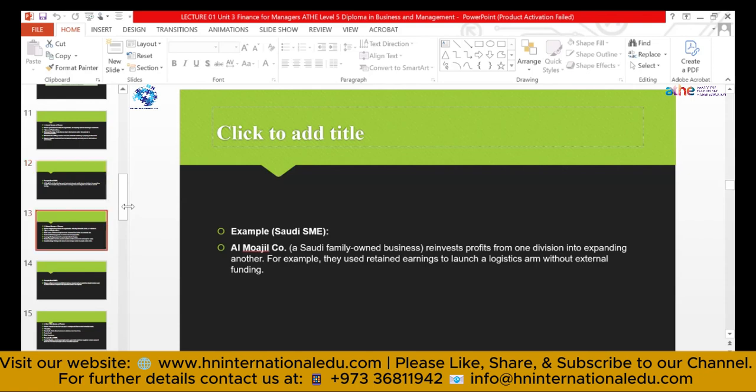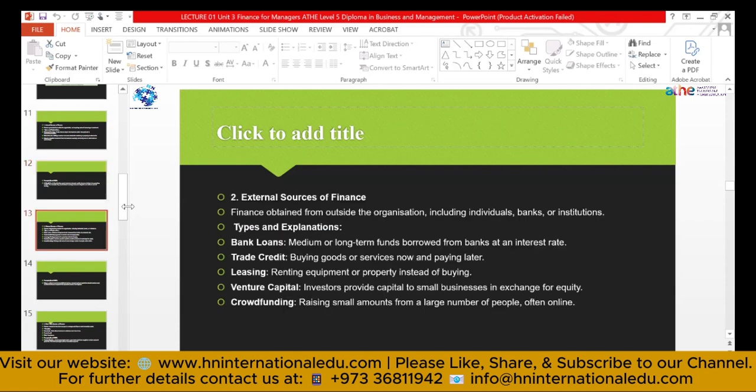External sources of finance: finance obtained from outside the organization, including individuals, banks, microfinance, or institutions. We are taking it from outside now. The types and explanations for the external sources: the first is bank loans. That is medium or long term funds borrowed from the banks at an interest rate. It could be 2%, it could be 3%, which is actually haram too, but we do it because that is how the business runs.